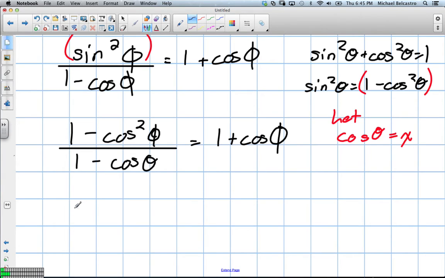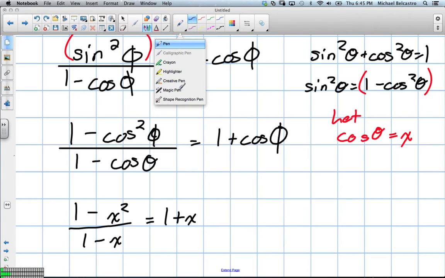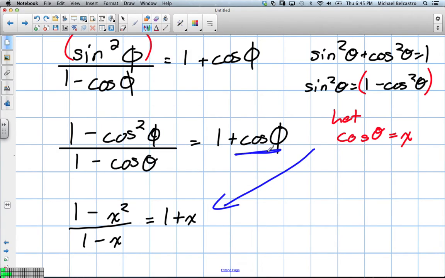So now I'm going to have 1 minus x squared over 1 minus x is equal to 1 plus x, right? Now, when I do this, be aware, I'm losing my ability to use my trig identity rules. So this might not be helpful. But in terms of factoring, sometimes it's a lot easier to see a solution if I do have to factor the question. So I've done this, and maybe this isn't helpful, and I might have to go back.